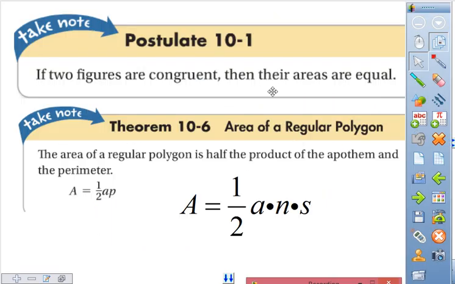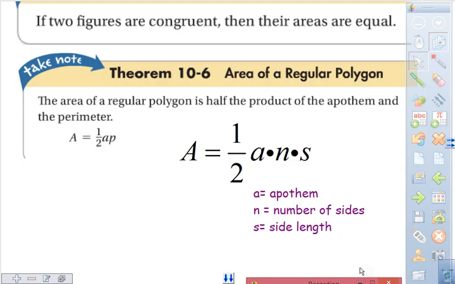Postulate 110: if two figures are congruent, then their areas are equal. That should make sense. If we have two triangles that are the exact same size and shape, then they should have the same area. Here's the big formula we're going to use today. In a textbook, it says to use area is equal to 1/2 apothem times perimeter. And I think it's easier to break down what that perimeter is. A perimeter would be number of sides times side length. So again, A is apothem, N is number of sides, and S is side length.